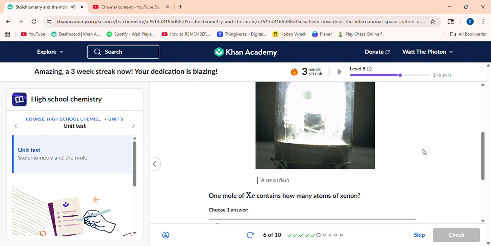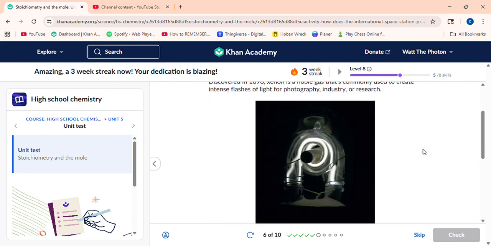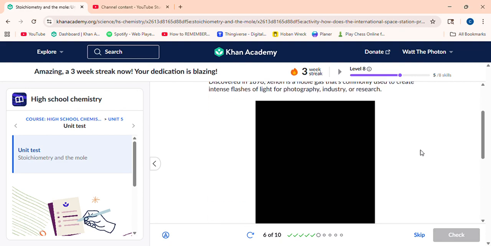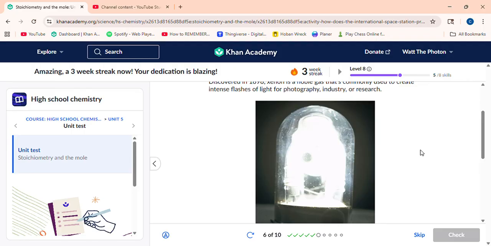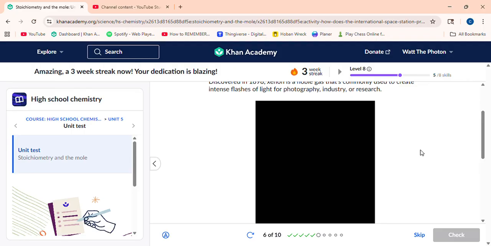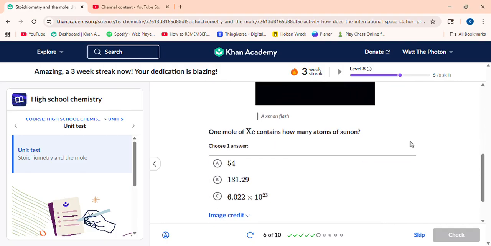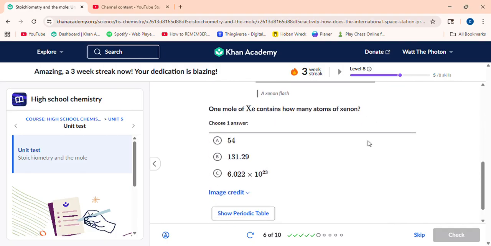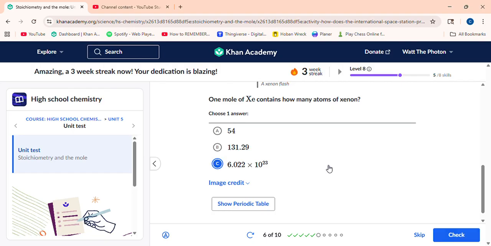How much xenon? Oh, that's cool. 1 mole of xenon contains how many atoms of xenon? A ridiculous amount, because that's Avogadro's number. Not 53, that's my protons. Not the atomic mass, but Avogadro's number.